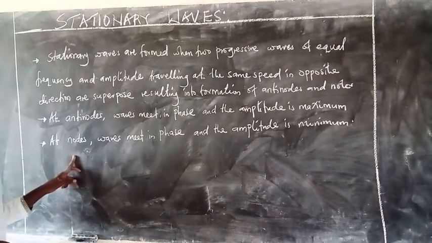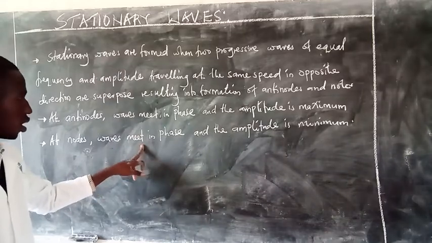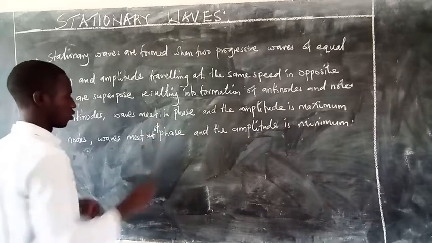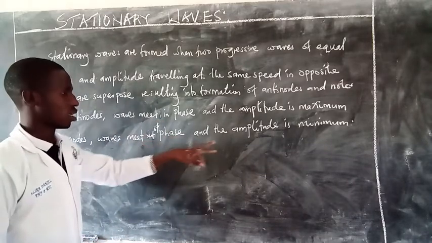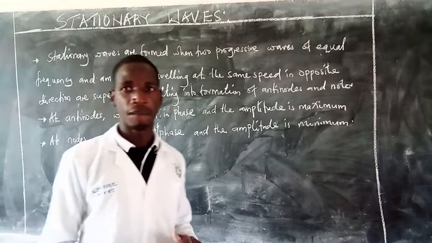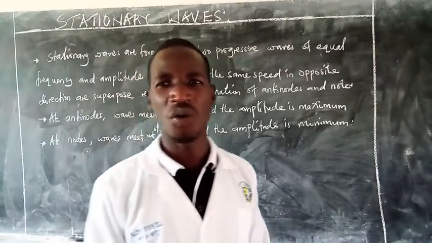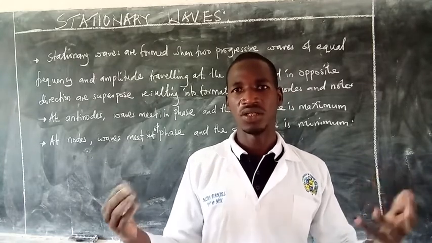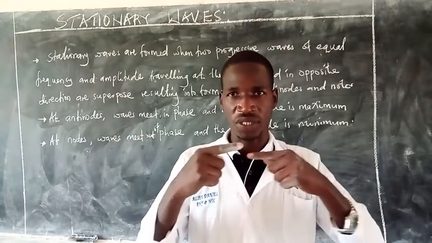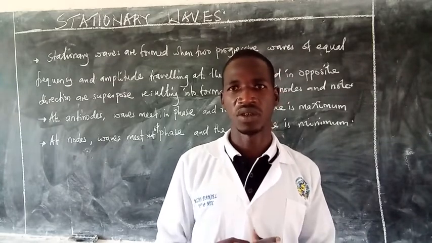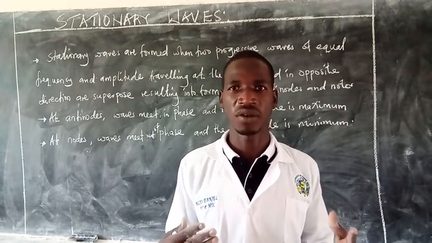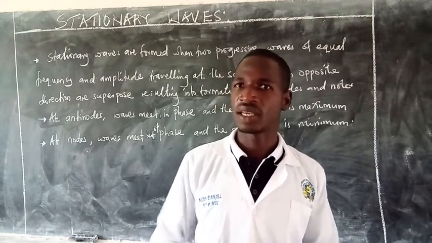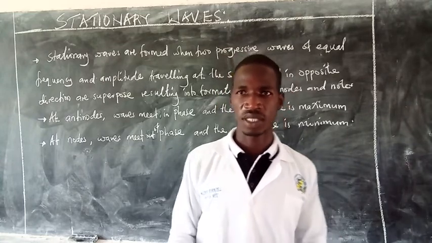Meanwhile, at nodes, waves meet out of phase. Waves meet out of phase and the amplitude is minimum. So that's how stationary waves are formed. Basically, you need two progressive waves which must be traveling in opposite direction. But these two progressive waves must have the same amplitude and the same frequency and move at the same speed. When they meet, automatically you have stationary waves, or standing waves, formed.